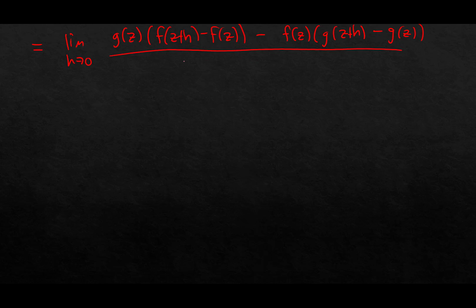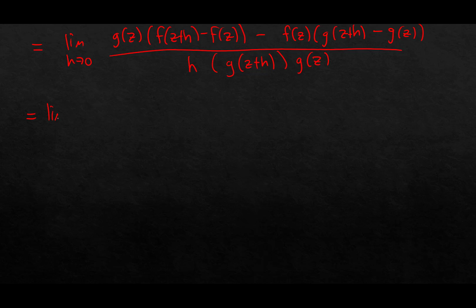Okay, so we're going to get the limit as h approaches 0 of g of z times f of z plus h minus f of z. So that was from that first term, minus f of z times g of z plus h minus g of z, all over h times g of z plus h times g of z. I don't know why I added an extra set of parentheses, but we're going with it, everyone. Okay, so now we're going to be really tricky and we're going to rewrite things.